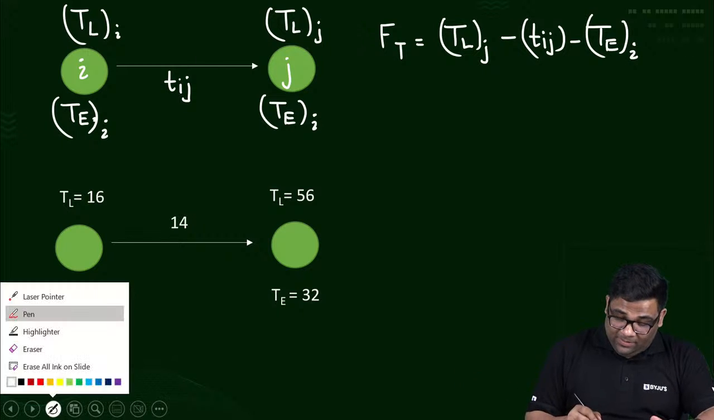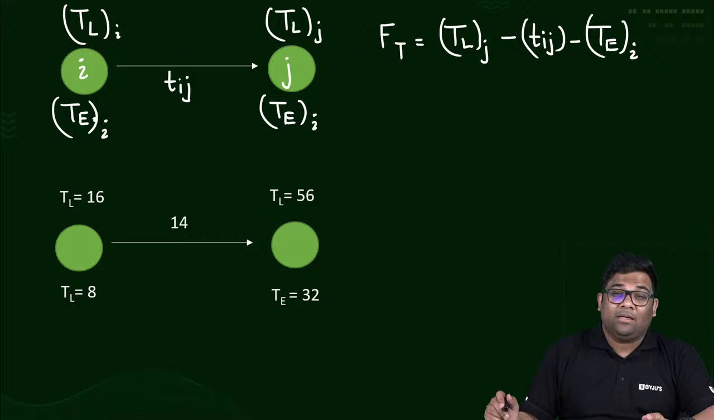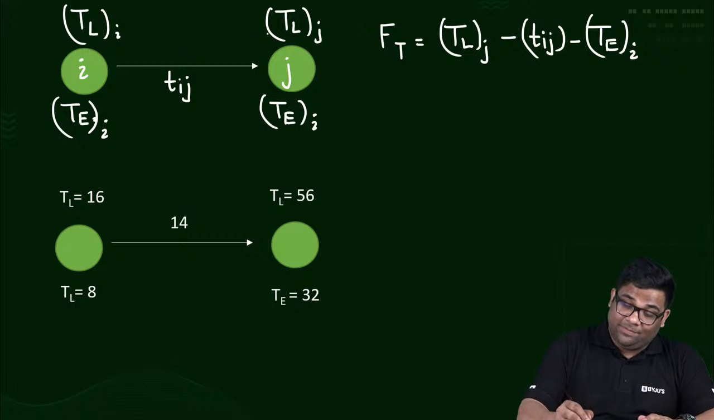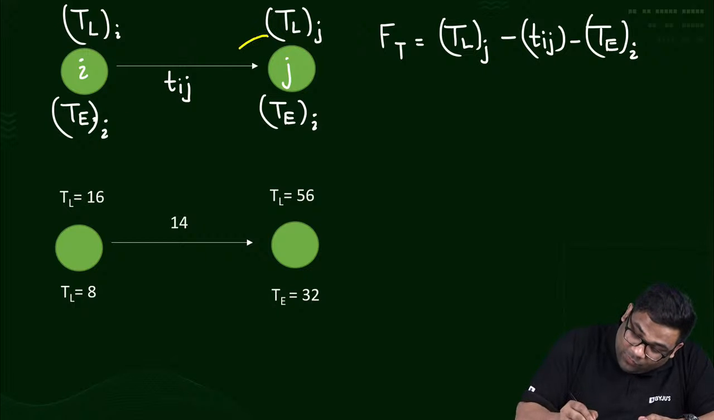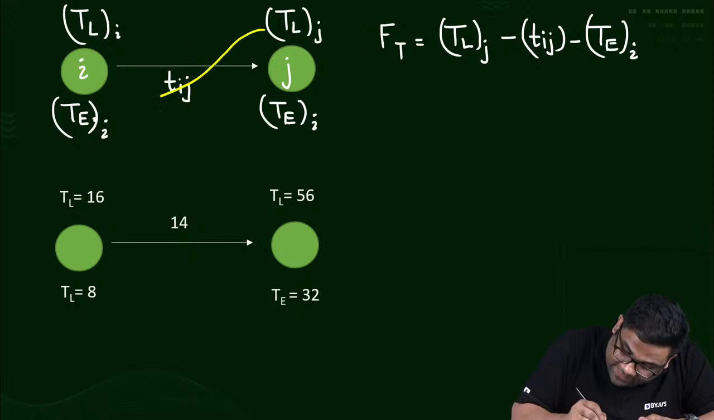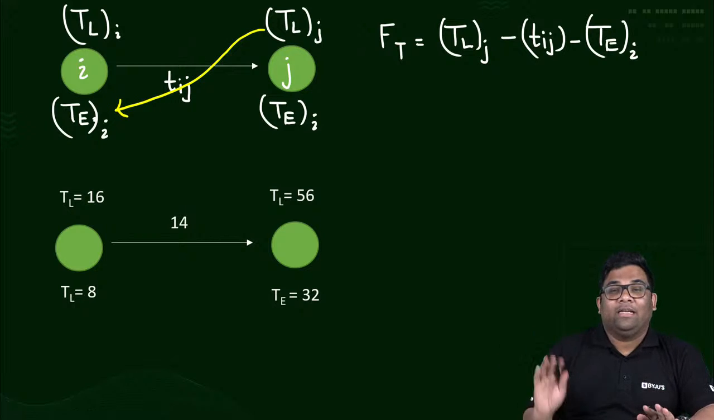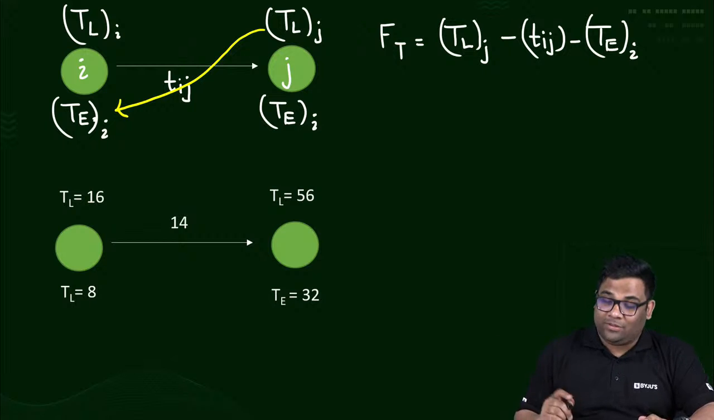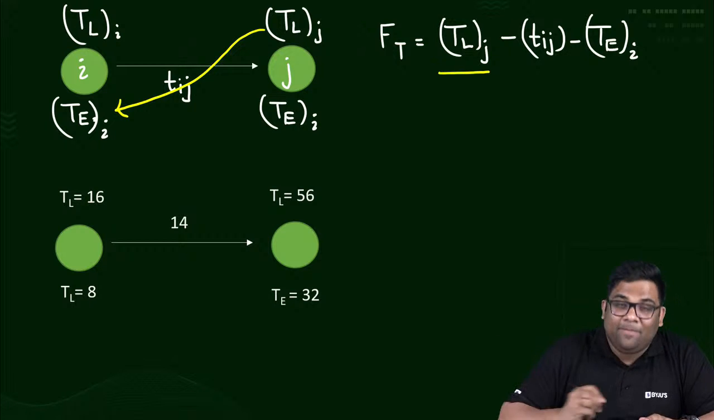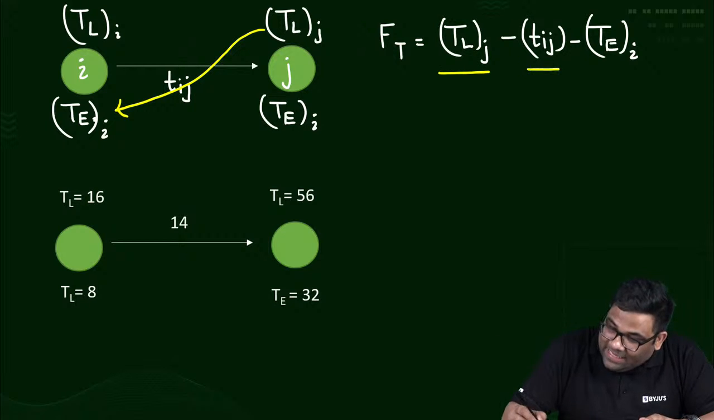But it is difficult to remember, right? The easy way is to just remember this flow. Once you have drawn the network and found out the TL and TE, this is the flow by which you find out the total float. It is easy now, you see: TL of J minus Tij minus TE of I.